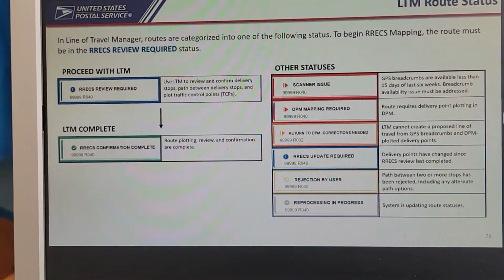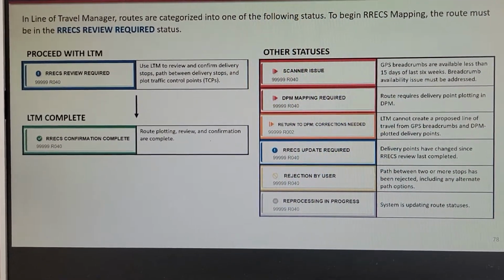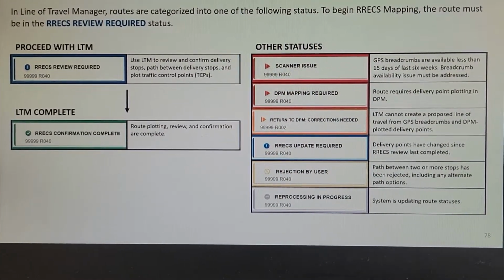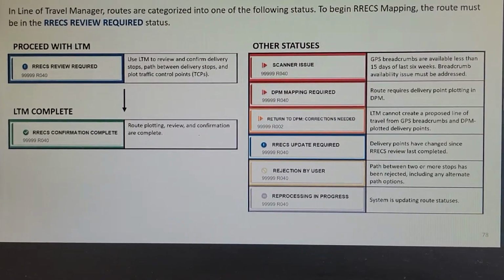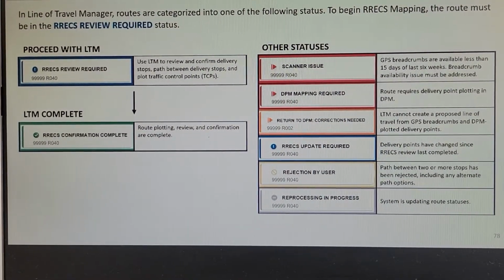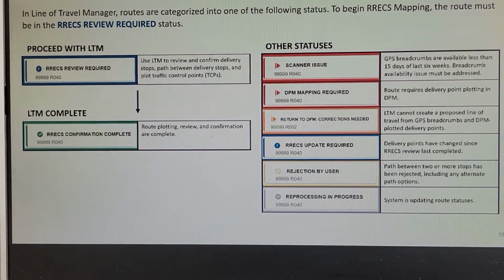This next one in yellow, rejection by user. So this means the path between 2 or more stops has been rejected, and that also includes any alternate path. So the user has rejected the route and we can't proceed, and we'll talk about that as well in just a few minutes. And this last status is reprocessing in progress.